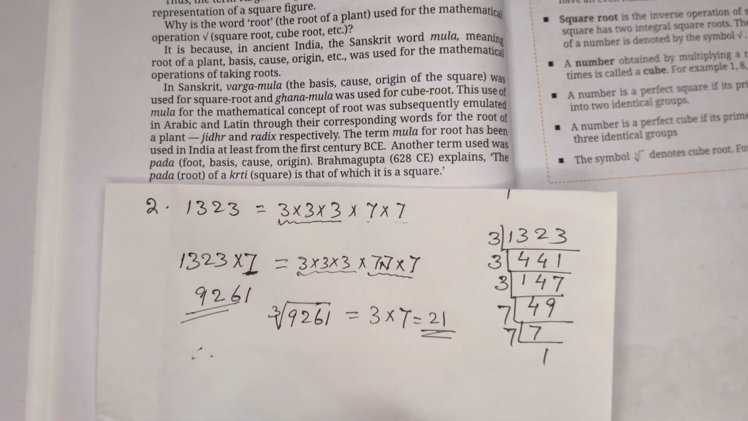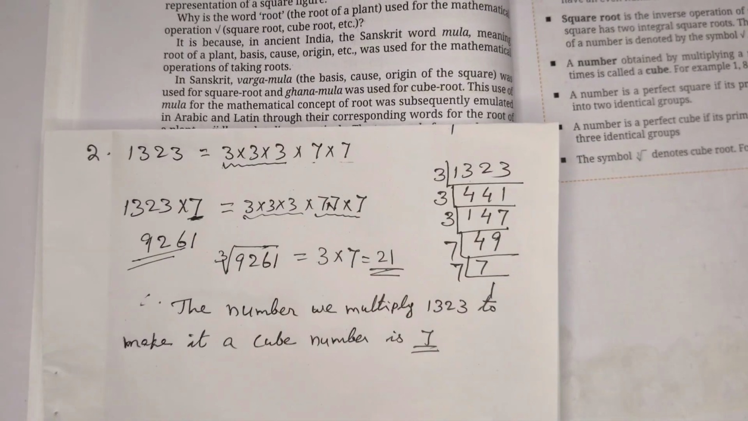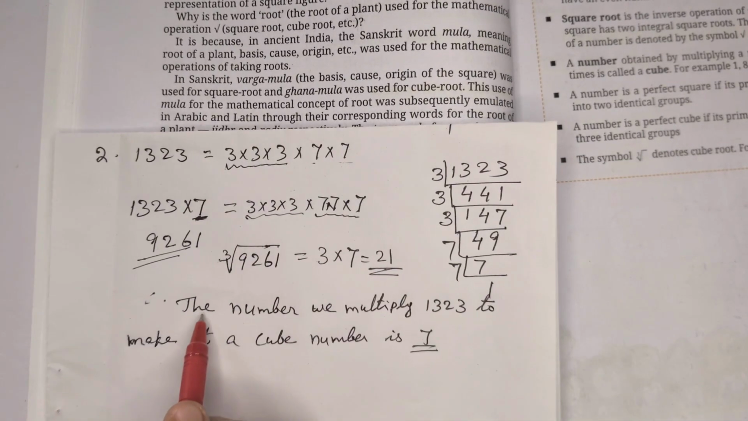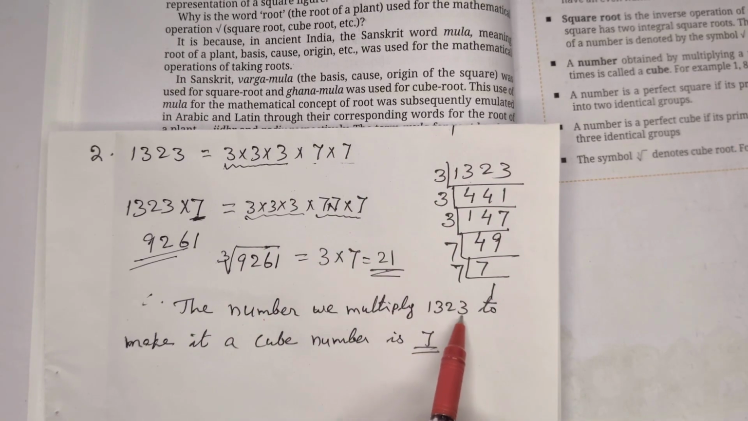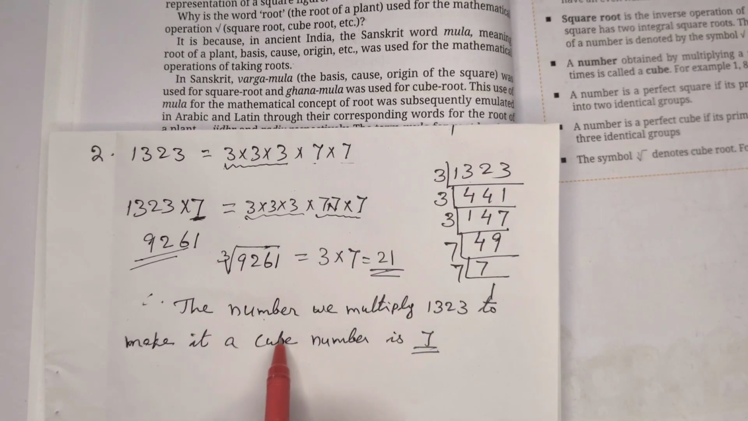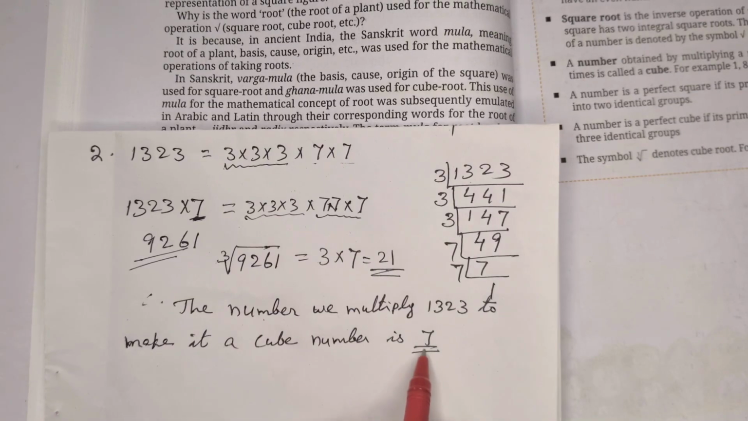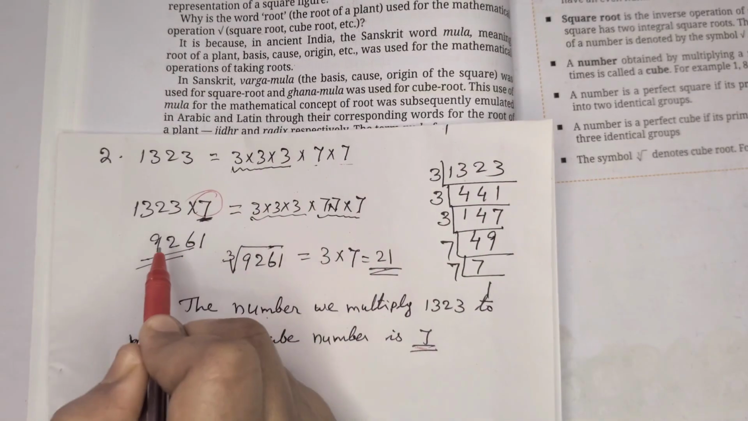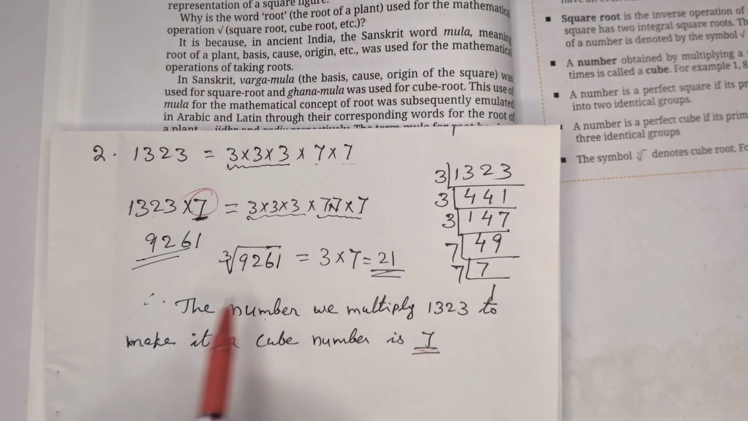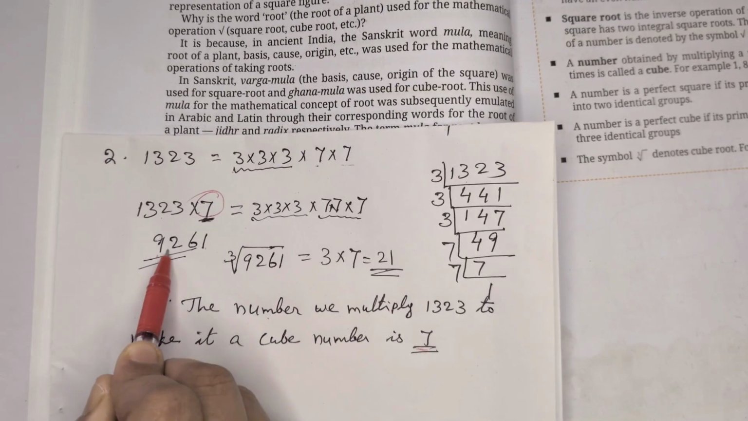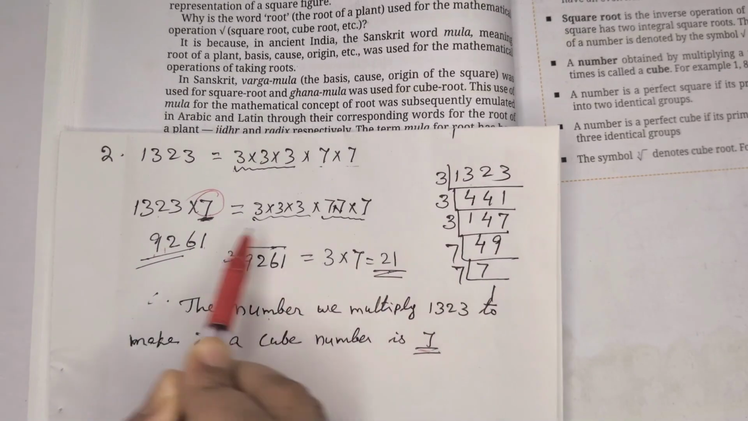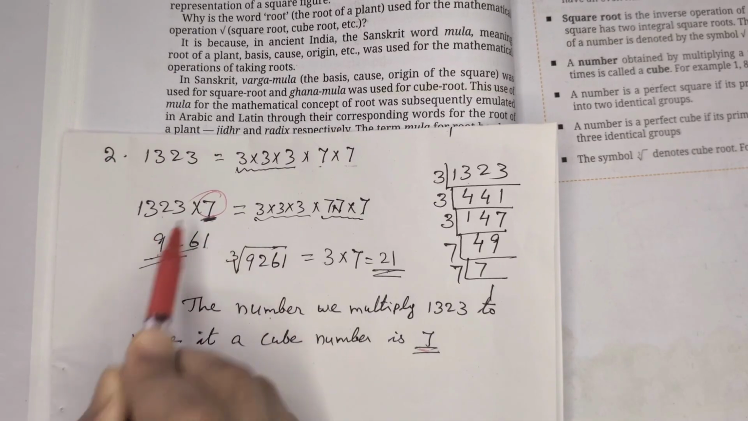Therefore the number, so we can write it in sentence. Therefore the number we multiply 1323 to make it a cube number is 7. We multiplied that number with 7. Then the new number is 9261 and its cube root is 21. So the number which one we multiplied, that is 7.